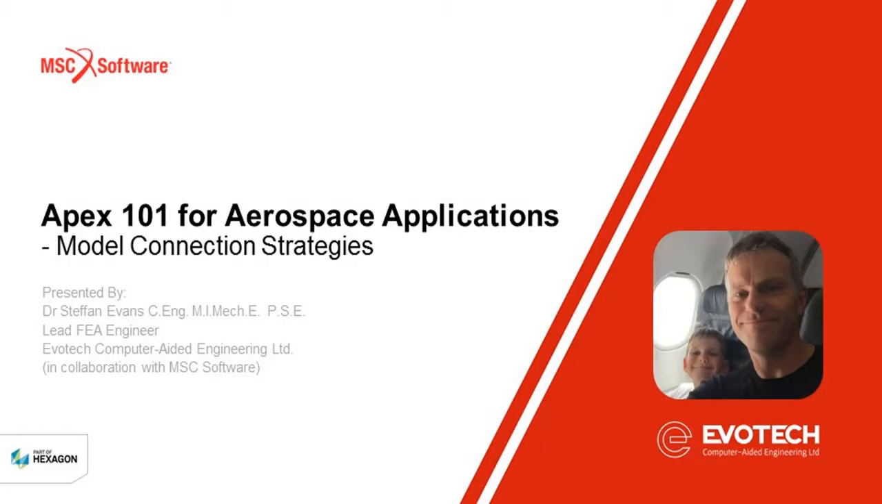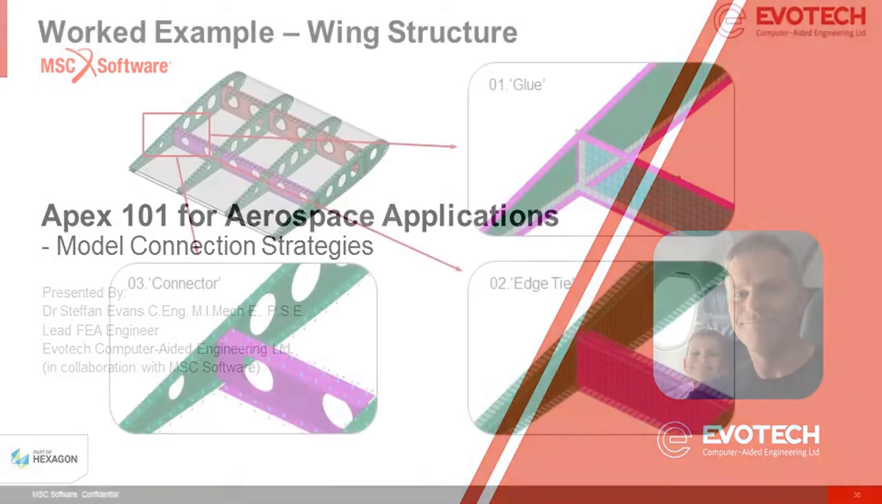This video, presented in collaboration with MSC Software, makes up a tutorial from the Apex 101 for Aerospace application series and is focused on a number of model connection strategies within Apex. We're using the Harris Hawk release, highlighting key functionality using the geometry, mesh and associated tools. Some of the connector automation macros have been created for Harris Hawk Service Pack 1.